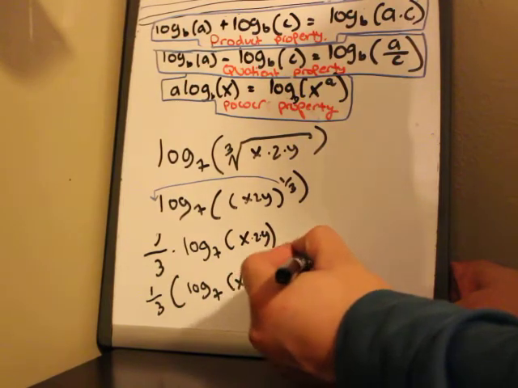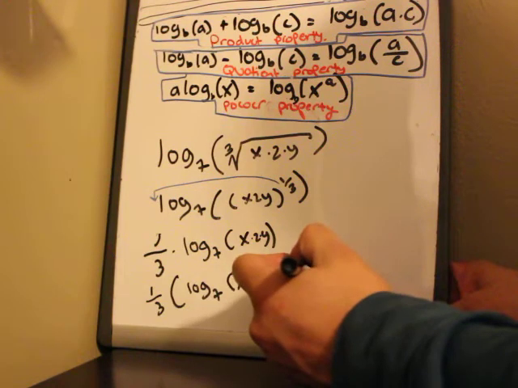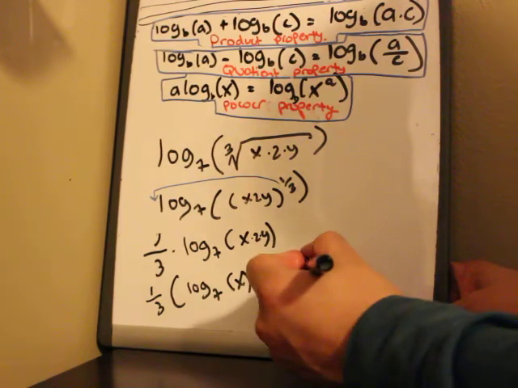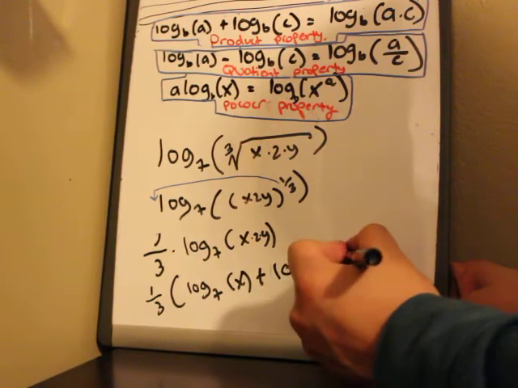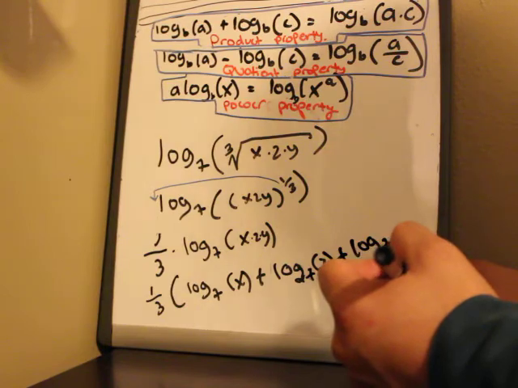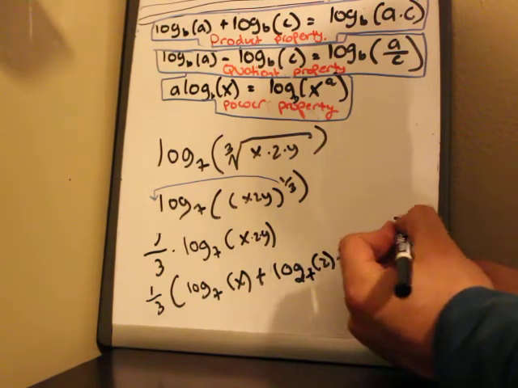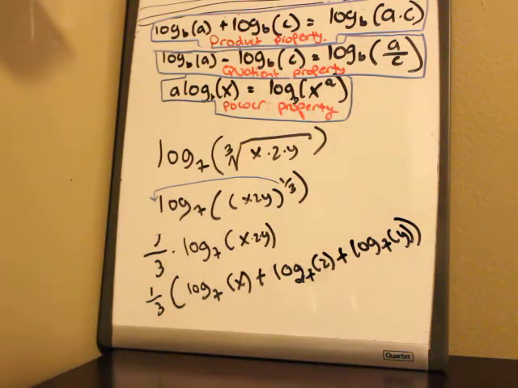We're going to have log base 7 of 2 plus log base 7 of y. Now I'll close that parentheses. And we are officially done. We have expanded this out as much as possible.